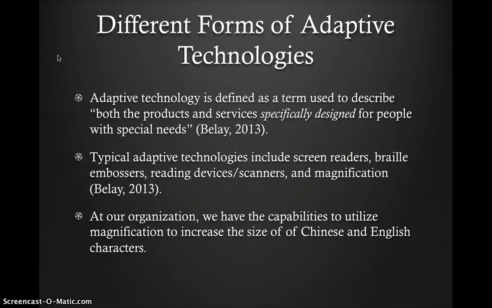Now we'll talk about different forms of adaptive technologies. Adaptive technologies are defined as technologies that are the products and services specifically designed for people with special needs. Typical adaptive technologies include screen readers, braille embossers, reading devices and scanners, and magnification. At our school, we have the capabilities to utilize magnification to increase the size of Chinese and English characters.